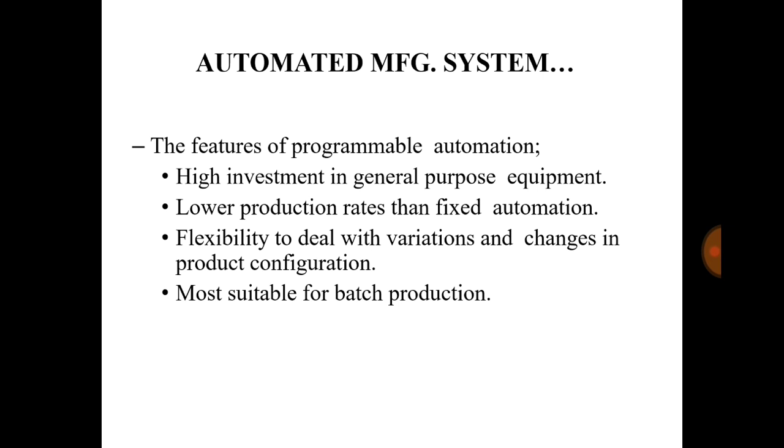Flexibility to deal with variation and changes in the product configuration. As there is a variety in the product, we can accommodate that variety in our system with programmable automation, because we can make some changes in our machine or system and accept that variety. It is most suitable for batch production. So programmable automation is suitable for batch production, whereas fixed automation is suitable for mass production.